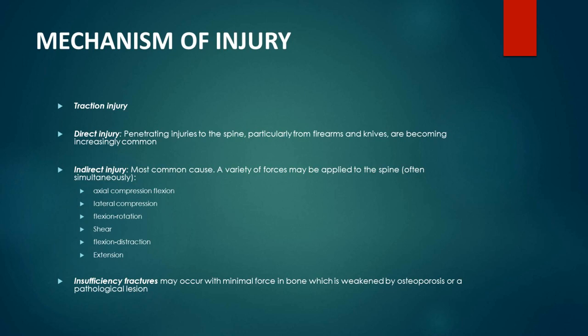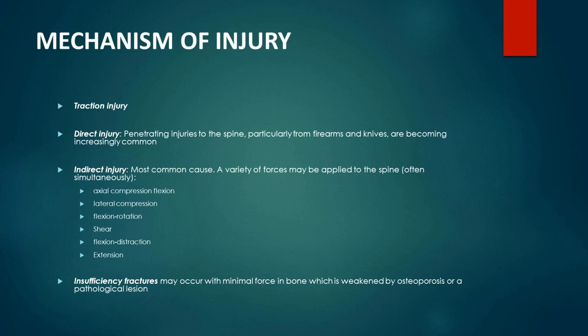Traction injuries, do they have some sort of traction on the neck or spine? Did they fall and catch themselves on something and they got an extension type injury, a traction injury of the neck where it pulled it apart. Direct injury would be something like a penetrating trauma. Did they get shot in the neck? Did they get a stab wound to the neck? These are unfortunately becoming increasingly more common. So it is something to be aware of.